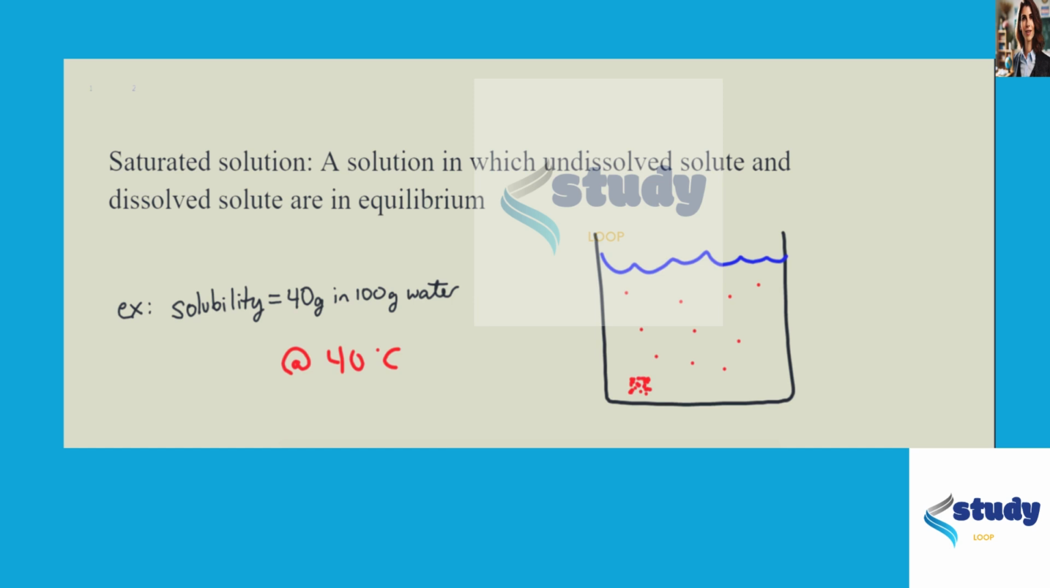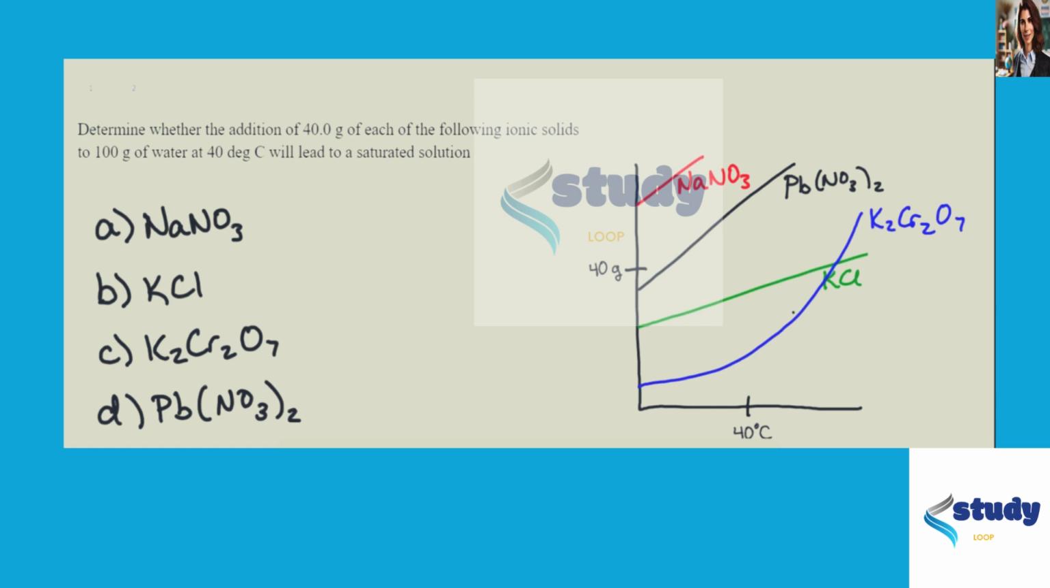Once I've reached what's called a saturation point of 40 grams, so if my solubility is 40 grams in 100 grams of water, then once I hit 40 grams, I'm going to reach an equilibrium state where the material that's dissolved is in equilibrium with the material that's undissolved. So in excess, if I have more than 40 grams of salt, it would be saturated. If I have less than 40 grams, it'll be unsaturated because I don't have enough.